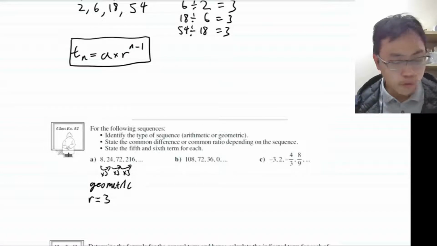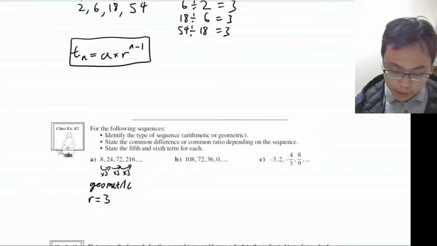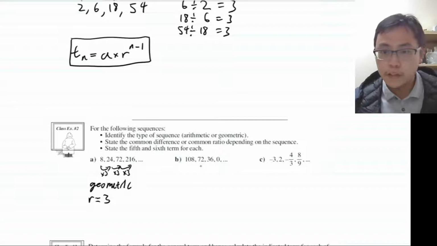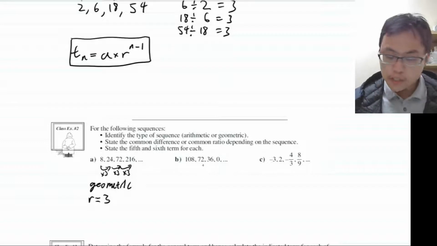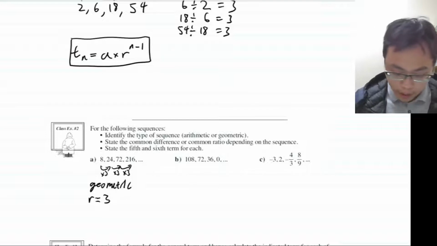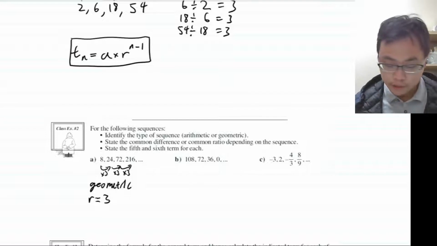will give me 2/3 or 0.66. But let's have a look at 36 to 72. 36 divided by 72 is half instead of 2/3. So this is not going to be the same common ratio. So instead, I'm going to look at subtract, okay?